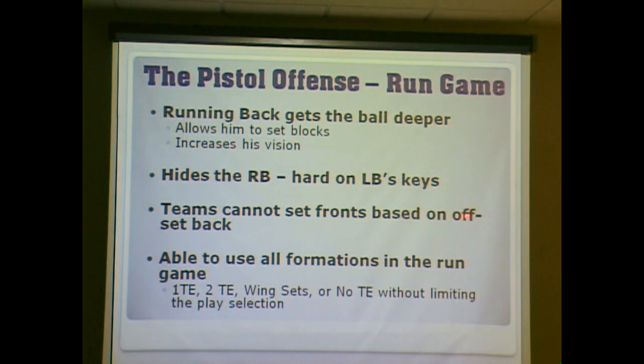Teams cannot set their fronts based on an offset back. Disadvantage of the shotgun, back is offset, teams will set their fronts to the running strengths or what they feel are your strengths. The pistol hides this. We see that in our zone read series. Able to use all formations in the run game, 1, 2 tight end wing sets or no tight ends without limiting your play selection.